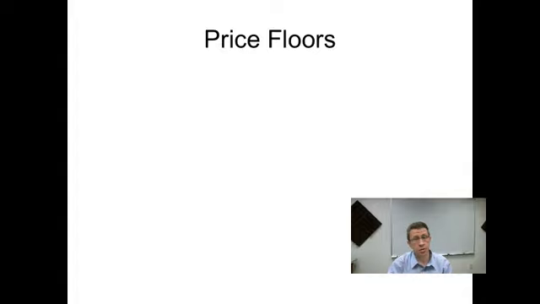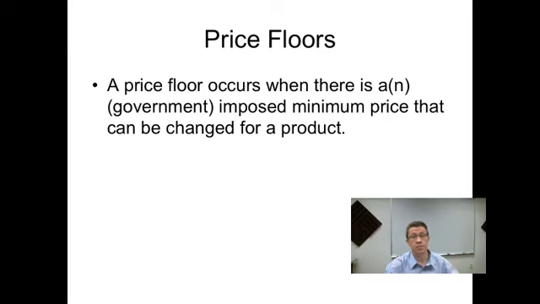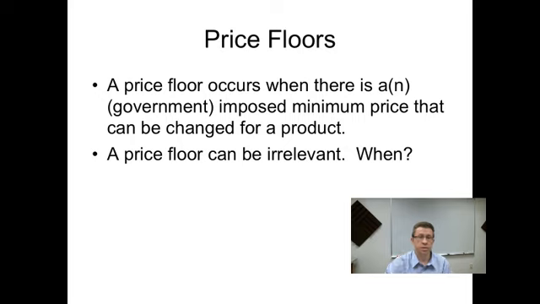So in a price floor, the government doesn't like the equilibrium. They think the price is too low, right? And then they want to impose a legal mandate that the price paid must actually be higher. So a government imposed minimum price that can be charged for a product. So a price floor can be irrelevant. When? Well, it often is, right?